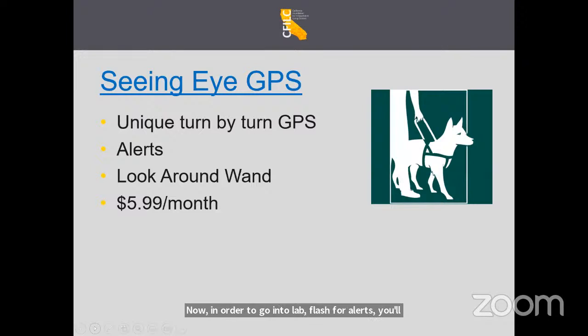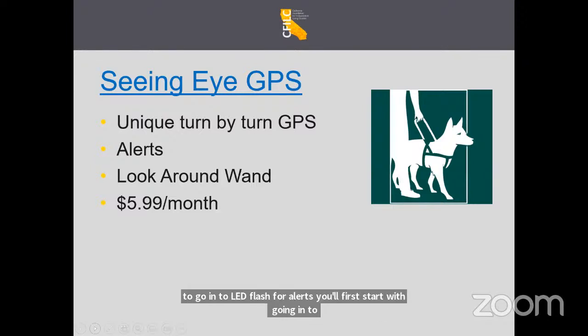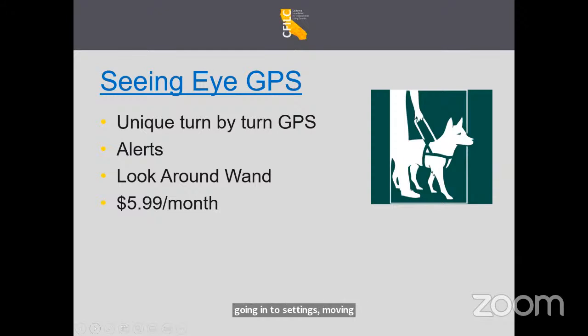Another great accessibility app is Seeing Eye GPS. On this slide, we have the app icon for the Seeing Eye GPS app. Seeing Eye GPS is a fully accessible turn-by-turn GPS app with unique features for blind and low vision users. Seeing Eye GPS alerts users when they are approaching turns, wandering off track, or approaching a crosswalk. In addition, the app describes nearby places with the built-in look-around wand.